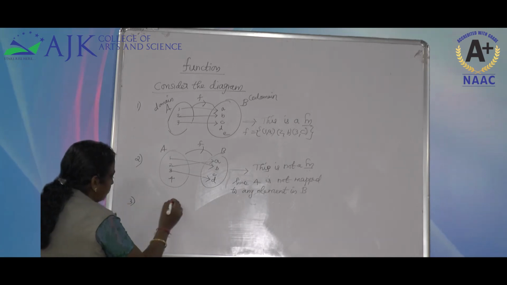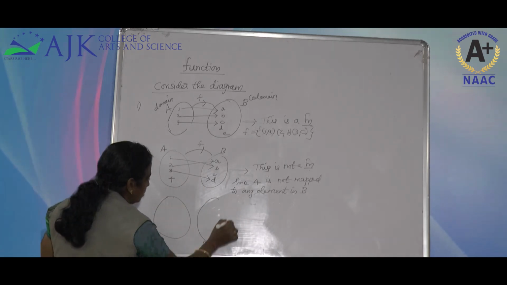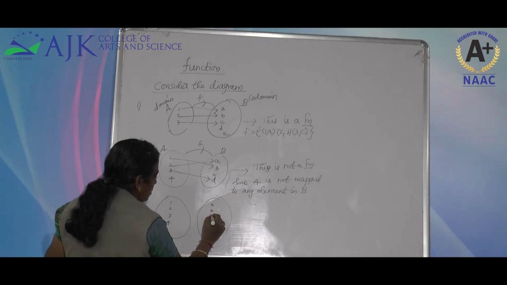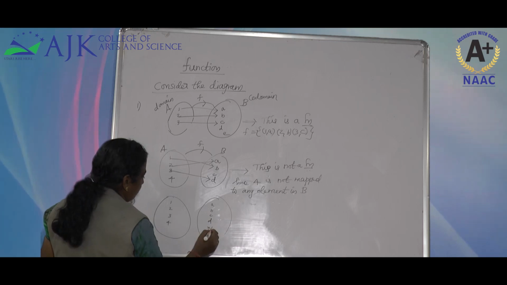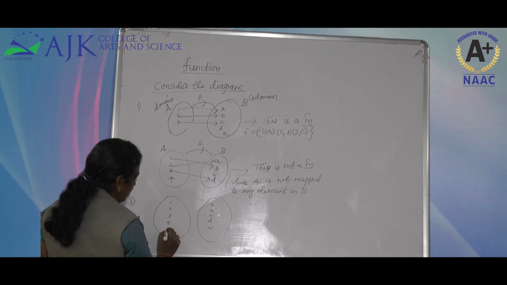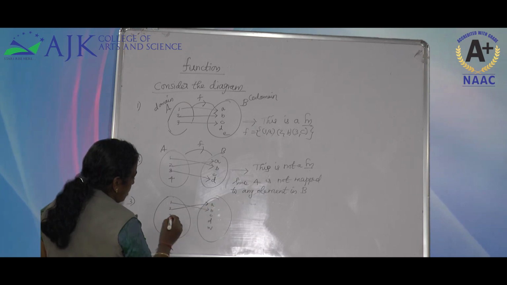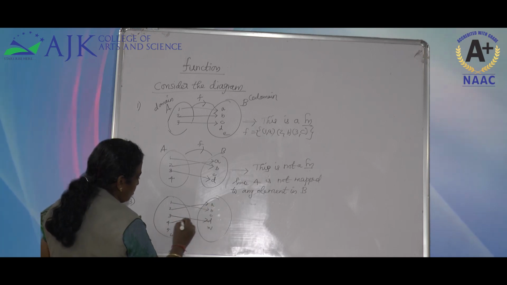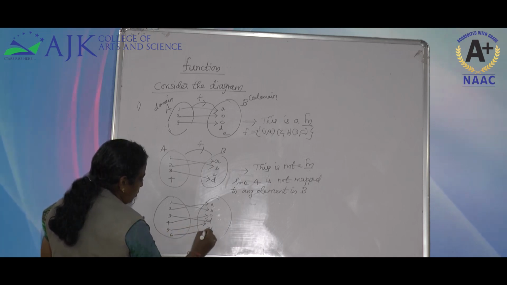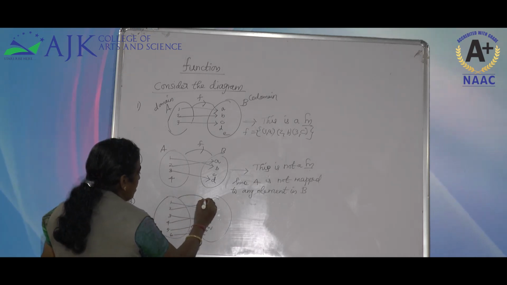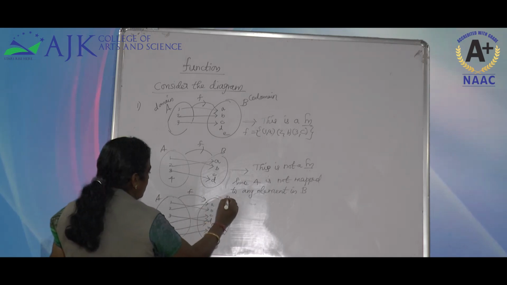Next, third. 1, 2, 3, 4, A, B, C, D, W, 5, 6. 1 is mapped to B, 2 is mapped to A, 3 is mapped to D, 4 is mapped to C, 5 is mapped to D, 6 is mapped to W. Like this. Every element is mapped. This is a function from A to B.